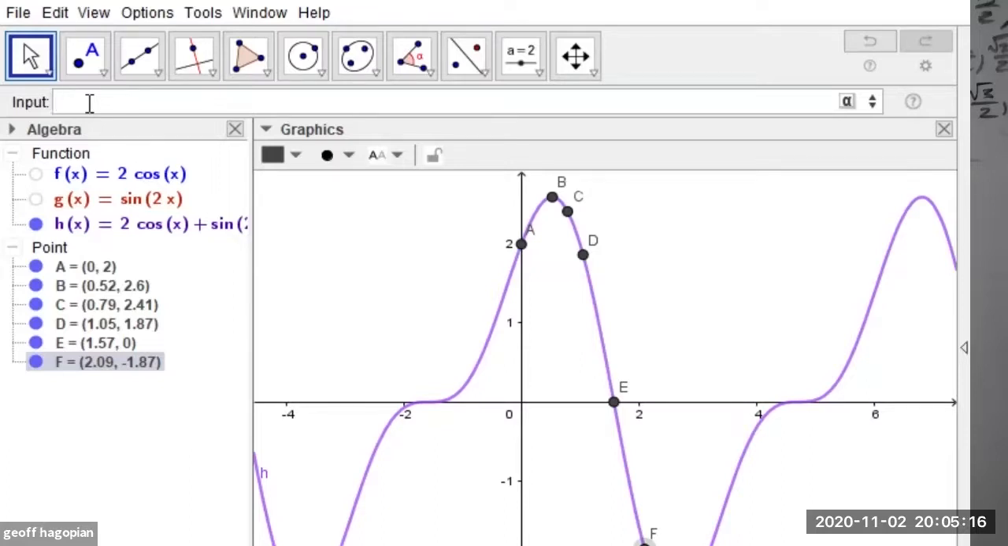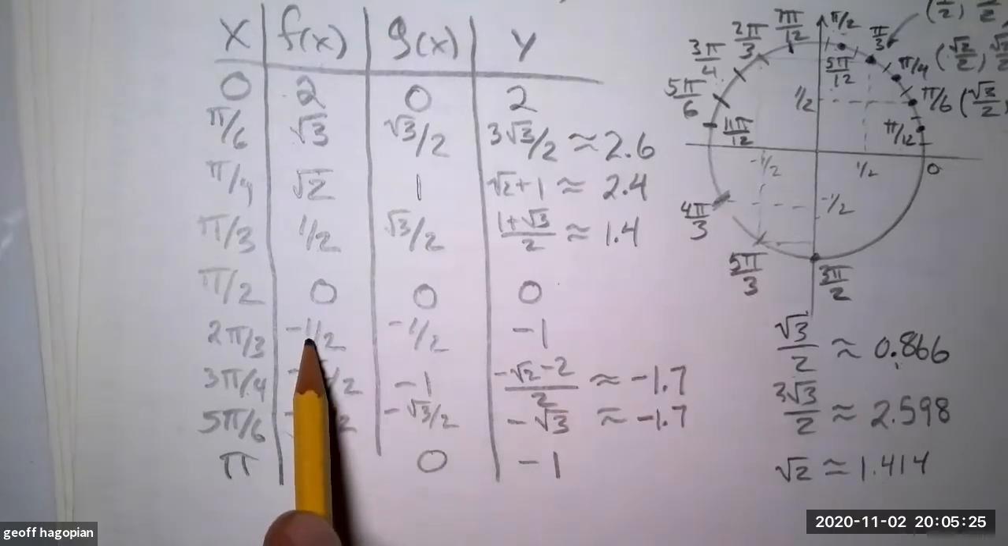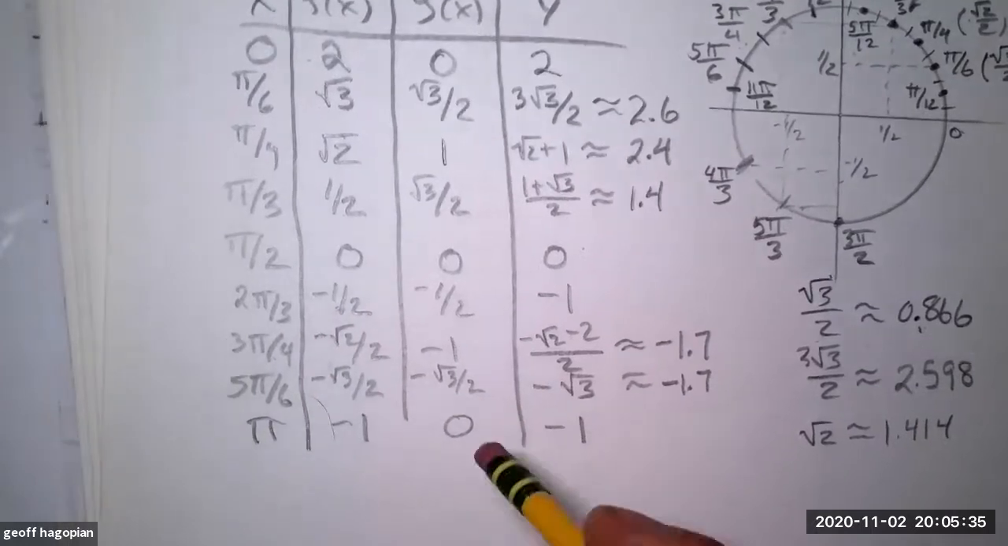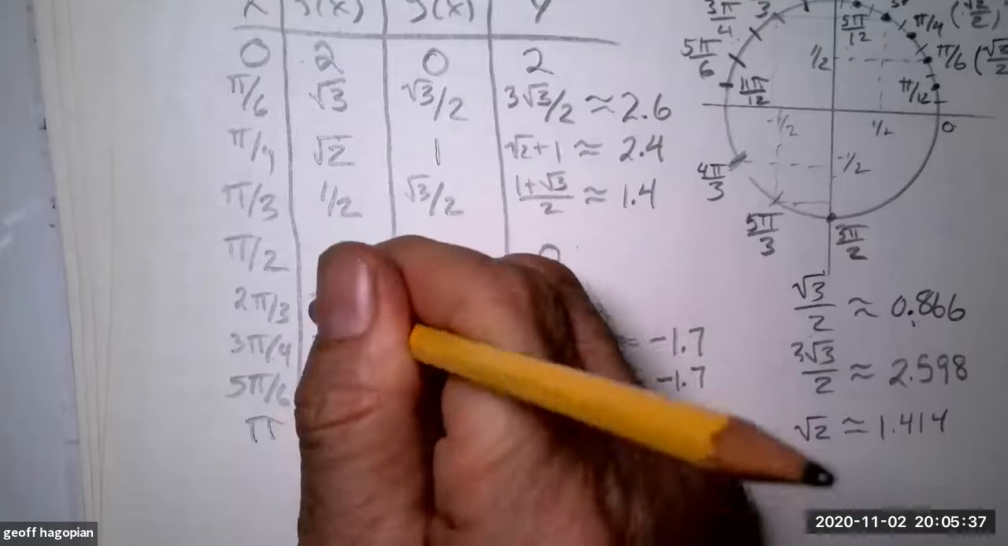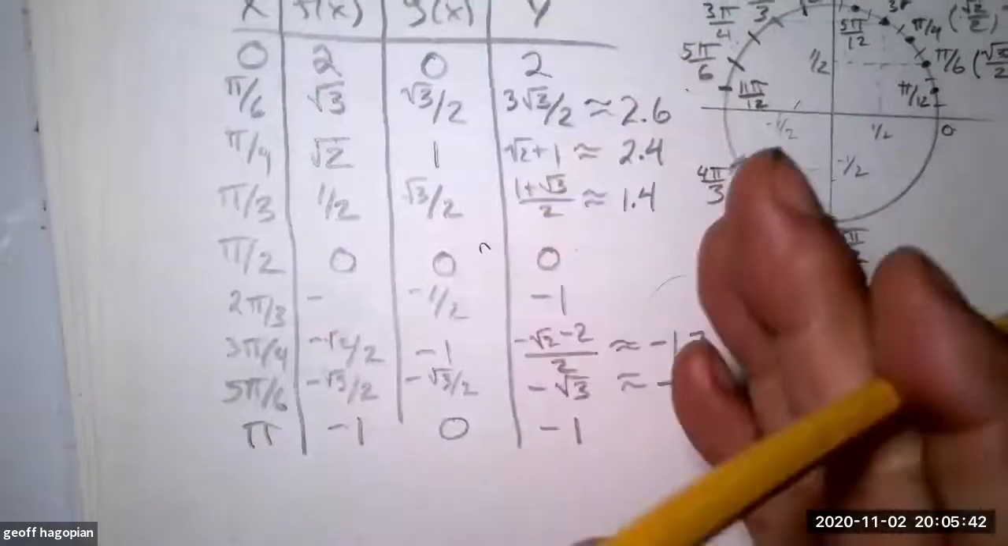Wait. Let's go back to the pencil and paper because I'm getting an inconsistency here. So 2 pi over 3. What did I say? Oh, twice. I forgot to multiply the output by 2, so this should be a negative 1 here. I'm feeling I made another mistake with the other one.